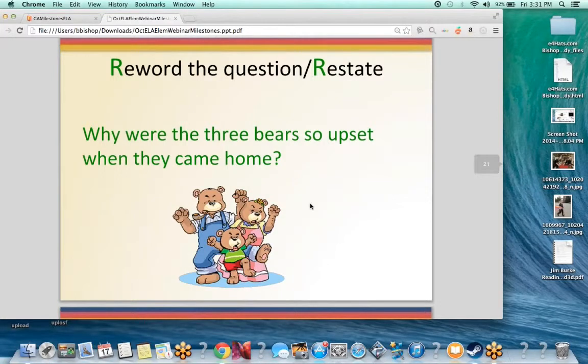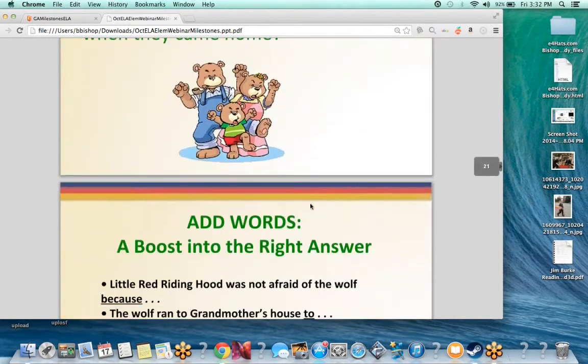This is a simple little question, but I think it's a good reminder to us that some kids just simply need practice restating the question. Why were the 3 bears so upset when they came home? The 3 bears were so upset when they came home because. And of course, that's very simple to us and very simple to students who are fluent in answering these kinds of questions, but some kids need that actual practice.